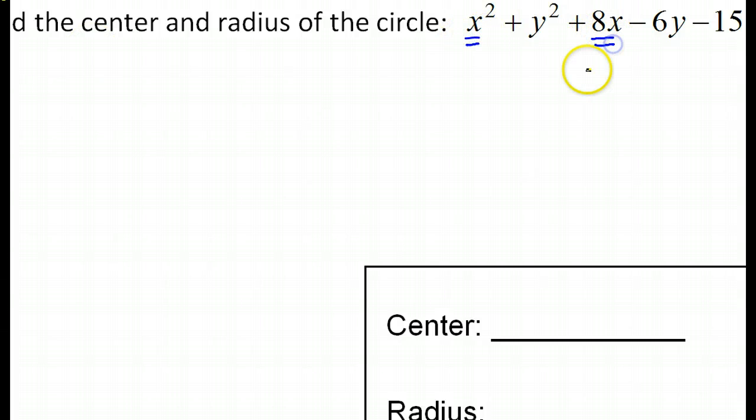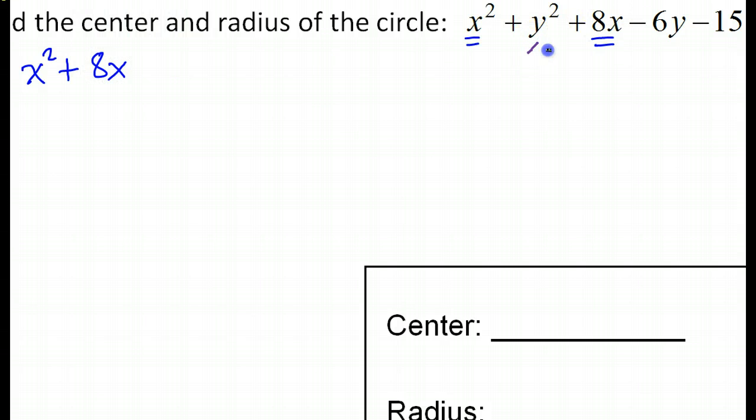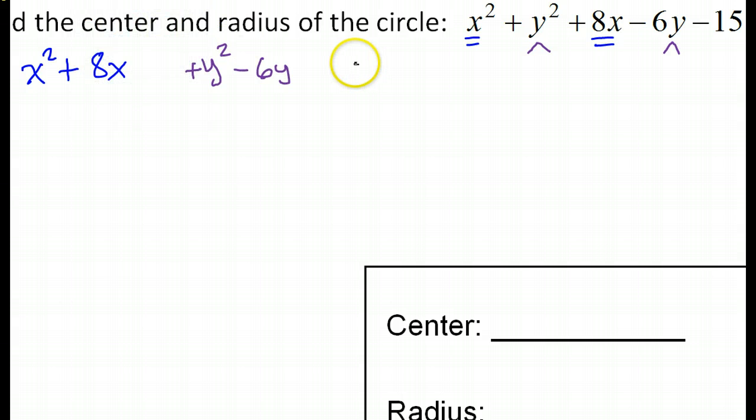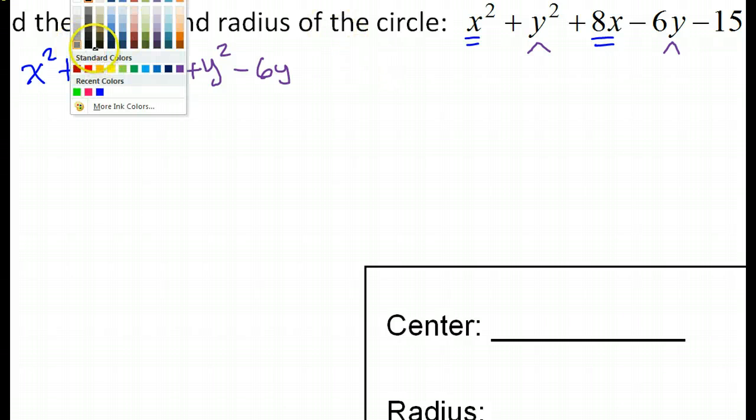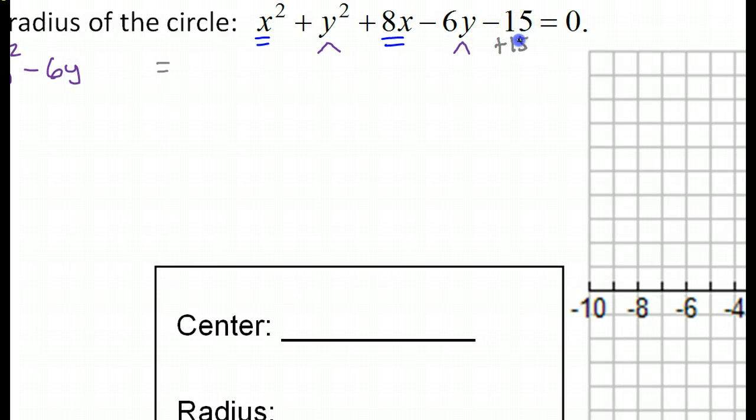So here are my x terms, right? So I have x squared plus 8x, leave a space. And then my y terms are right here. So then I have y squared minus 6y. Again, leave a space. And that's going to equal, while we're at it, let's go ahead and move this 15 out of the way. So let's add 15 to both sides, shall we? So I'll have positive 15 over there.